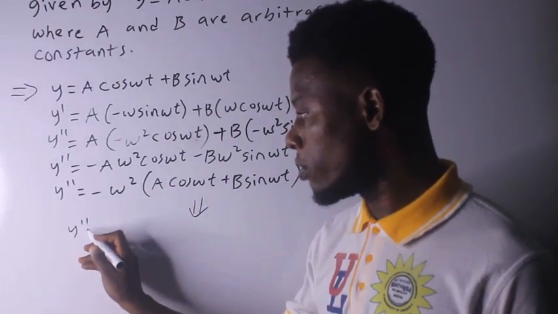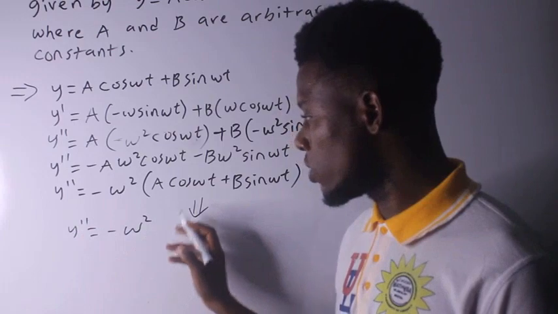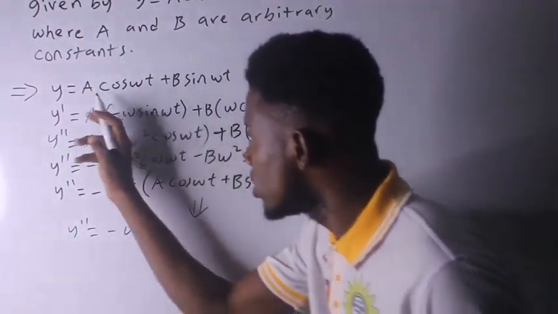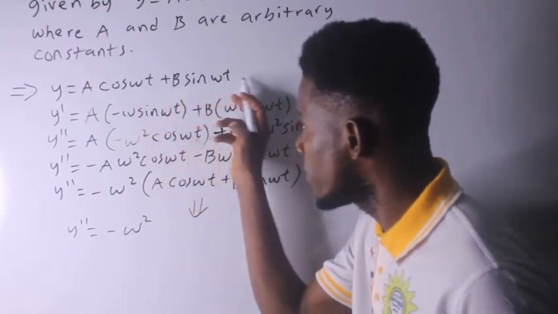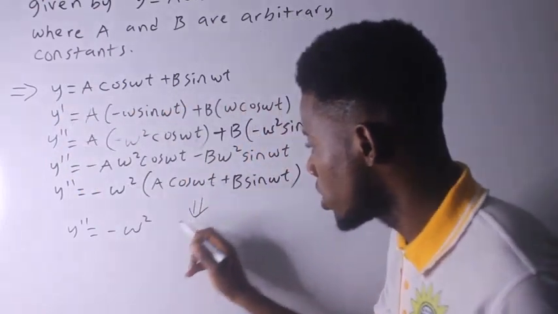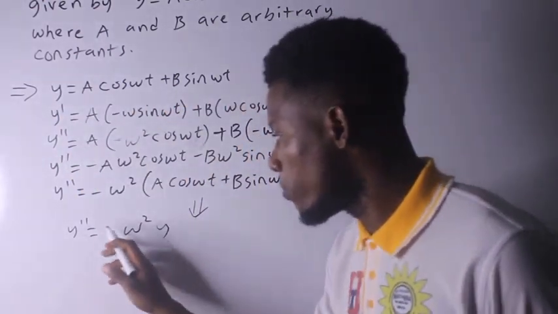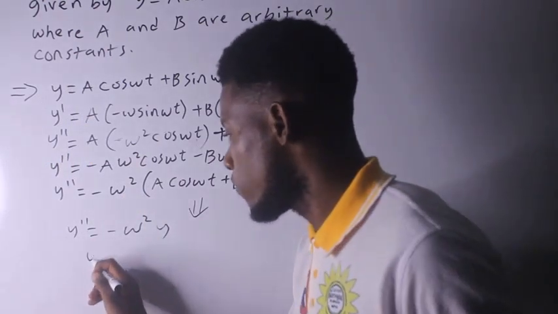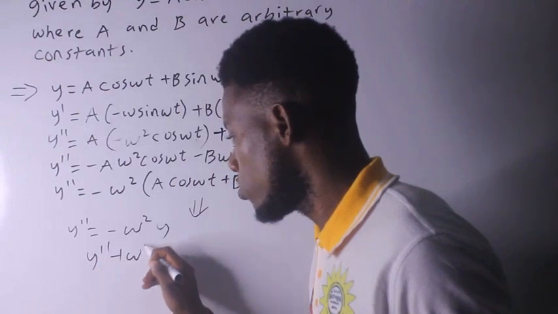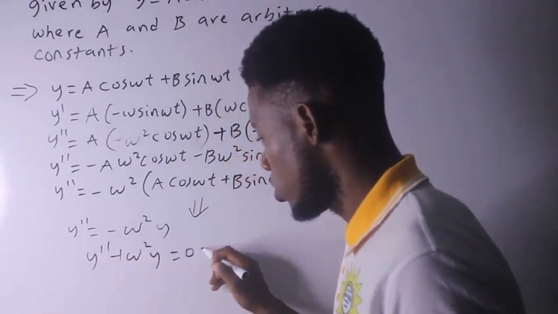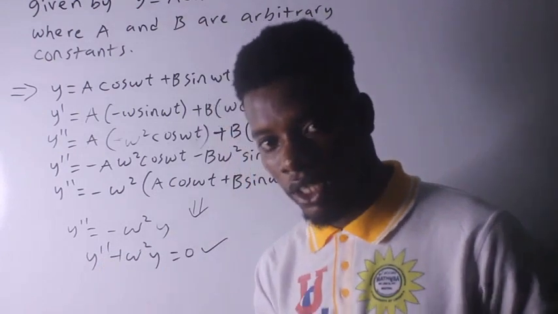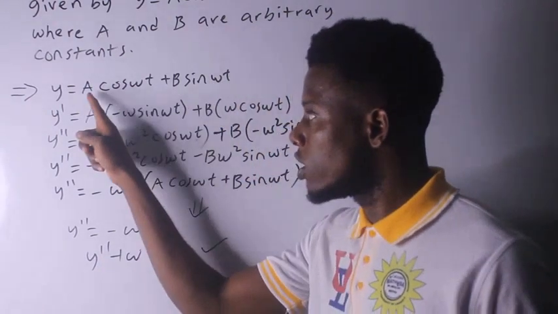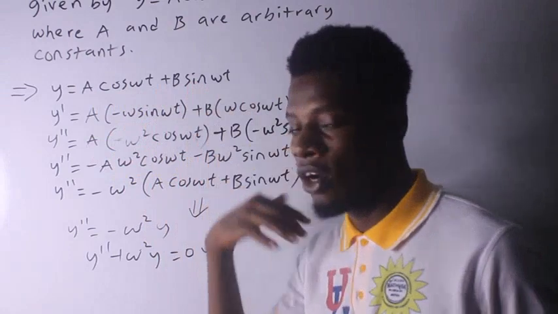So we have y prime prime is equal to minus omega square times a cos omega t plus b sine omega t. A cos omega t plus b sine omega t is y. So this entire thing is y. So we have y prime prime is equal to minus omega square y. We send this across. We have y prime prime plus omega square y equal to 0. Ladies and gentlemen, this is the differential equation whose solution is a cos omega t plus b sine omega t.